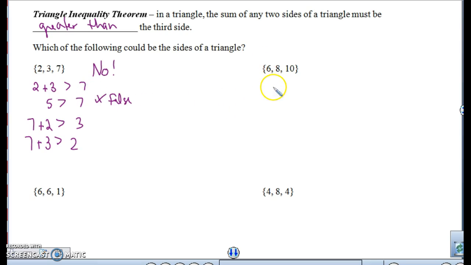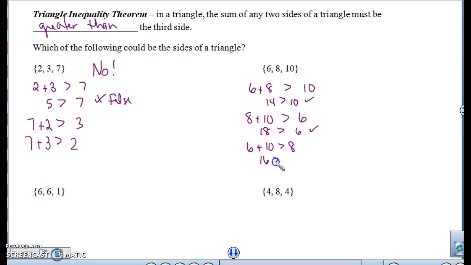Let's try this one. Let's try the different combinations. 6 plus 8 would have to be greater than 10. Well, let's see. That's 14 is greater than 10. That's true. If I took the other two sides, 8 plus 10, they would have to be greater than the third side, 6. Is that true? 18 is greater than 6. Yep, that's true. And then my other combination is 6 and 10 is greater than 8. 16 is greater than 8. That's true. All of the combinations of two sides that I did are greater than the third side. So yes, this is a triangle.